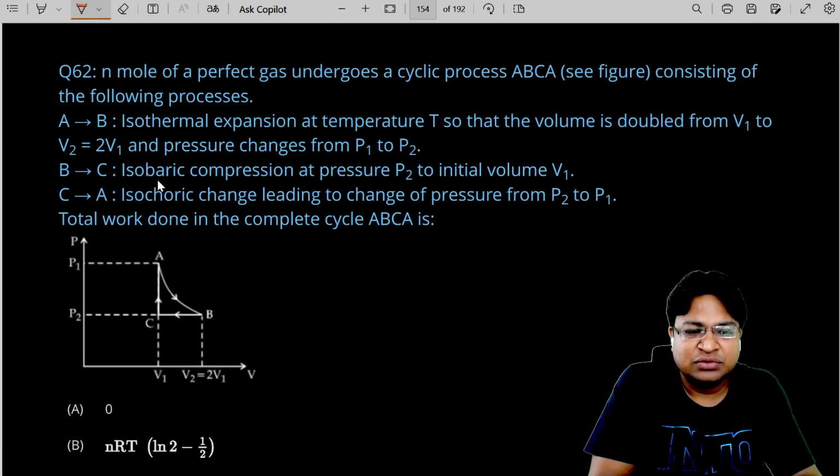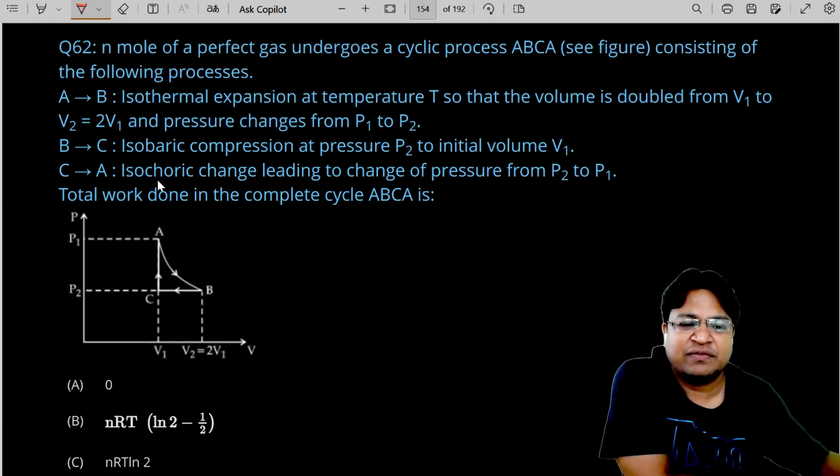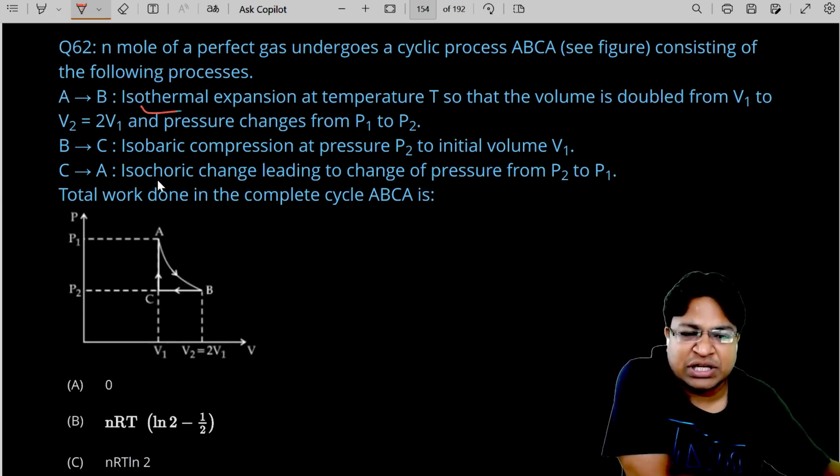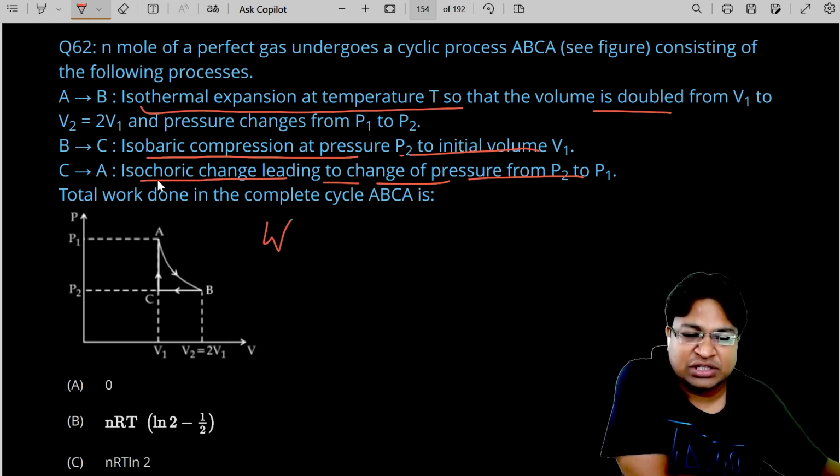Now we move to the 12th question. This question says that there is a process. AB is an isothermal expansion to double the volume, then an isobaric compression to reach the initial volume, and then an isochoric change to reach the initial pressure. We want to know the total work done in the cycle. So total work done will be equal to the work done during process AB, which is given by nRT ln of the volume ratio, which is 2.